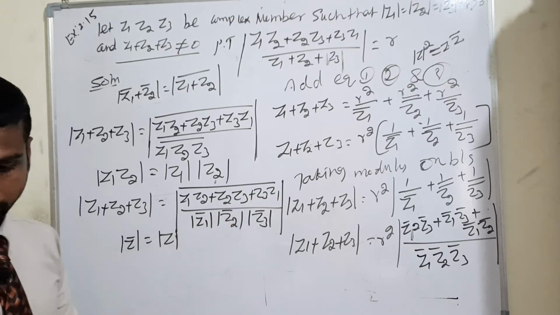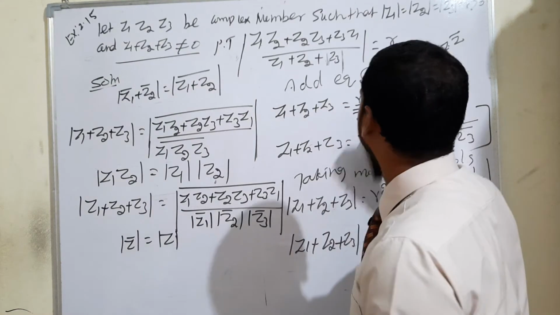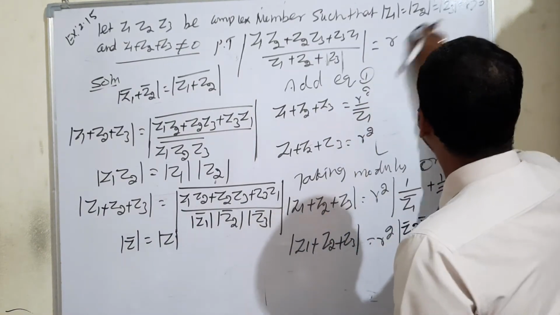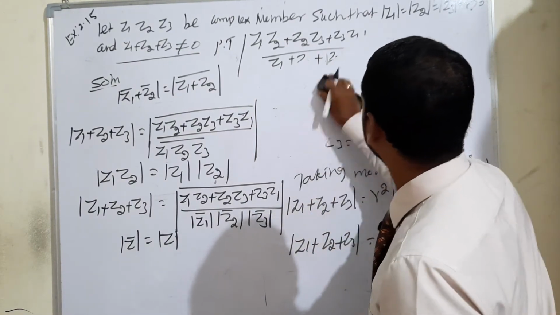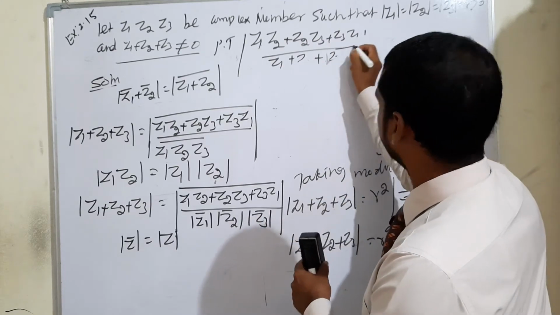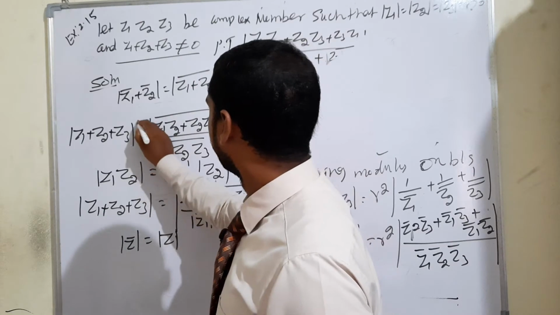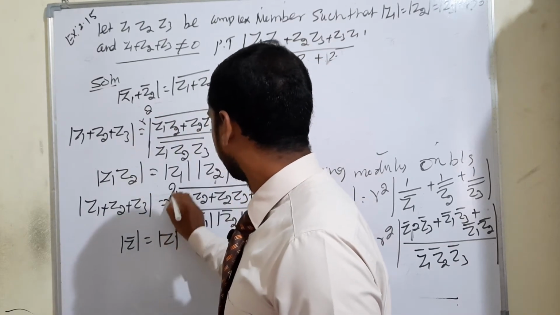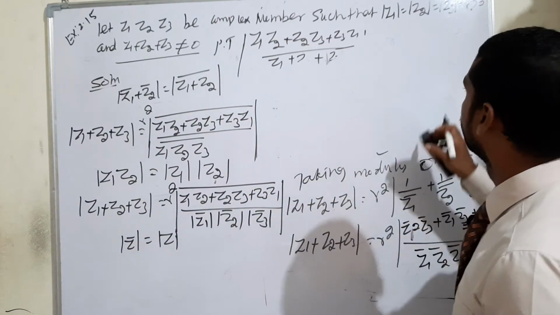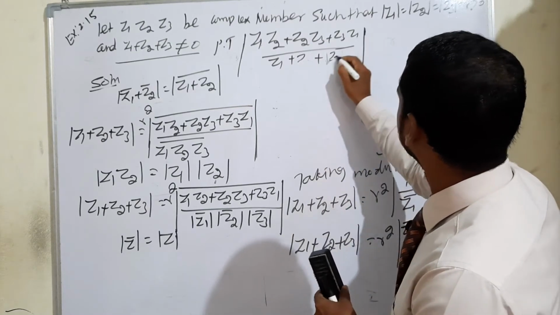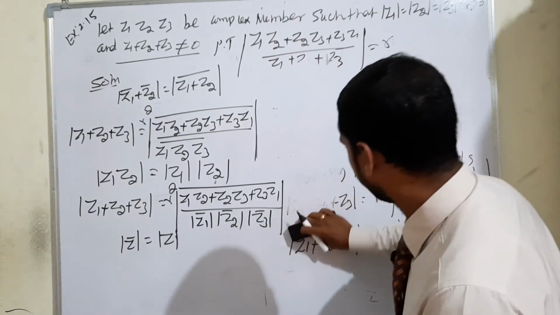So we have to rewrite the same condition. What we have to prove? Outside R square is there, isn't it? So here also R square, here also R square. Now modulus Z3 is equal to R, we have to prove.